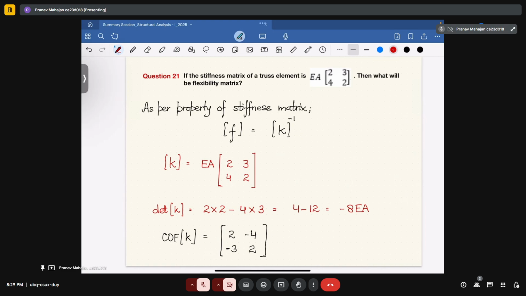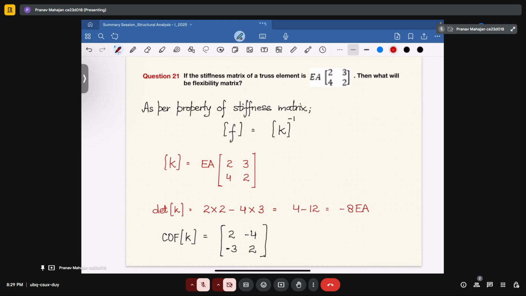So what is the formula, or how do you determine the flexibility matrix? It is 1 upon the determinant of the stiffness matrix multiplied by the transpose of the adjoint of the stiffness matrix. So let's see. First we will determine the stiffness matrix, and after determining the determinant of the stiffness matrix, it comes out to be equal to minus 8EA.